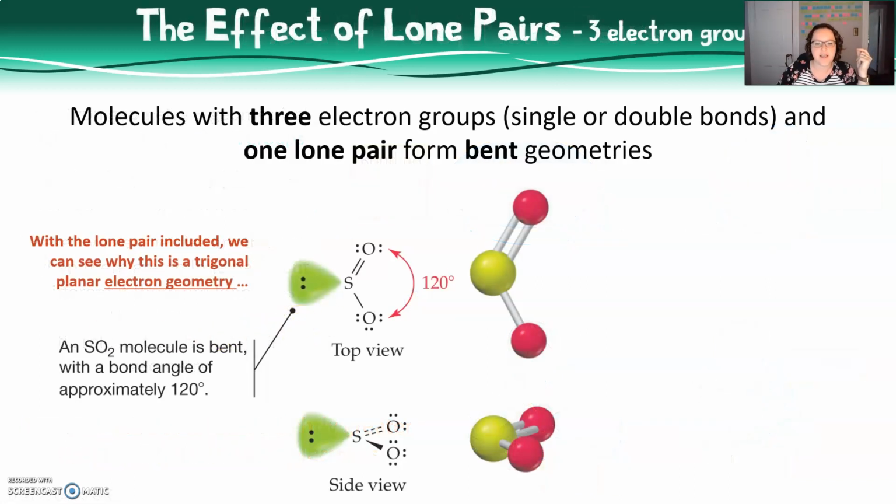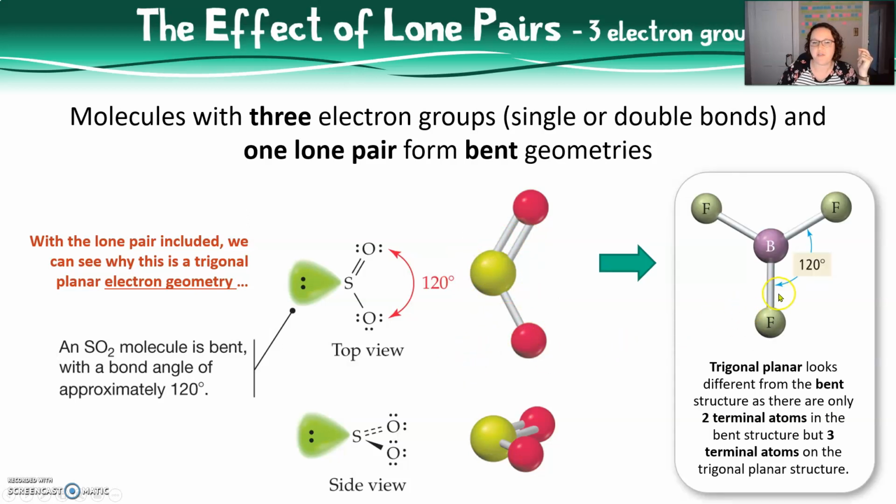The sulfur dioxide molecule, SO2, below has a trigonal planar electron geometry since it has 3 electron groups: 1 single bond, 1 double bond, and a lone pair. The presence of the lone pair means that the molecular geometry is not trigonal planar, but is instead referred to as bent. Looking at the 3D pictures for both the bent geometry and the trigonal planar geometry, we can clearly see that they look different when we only consider the atoms.